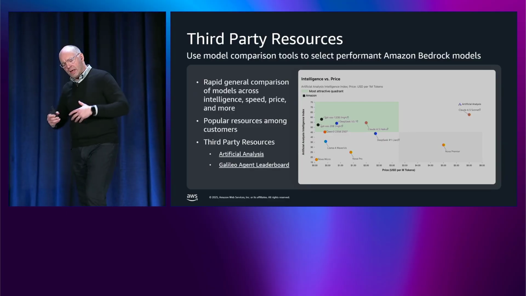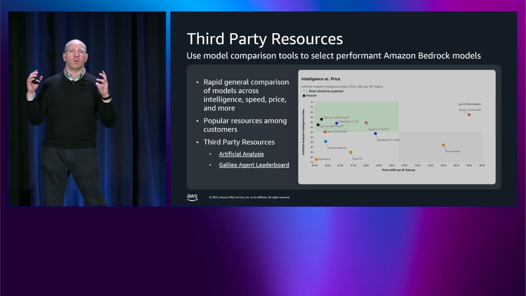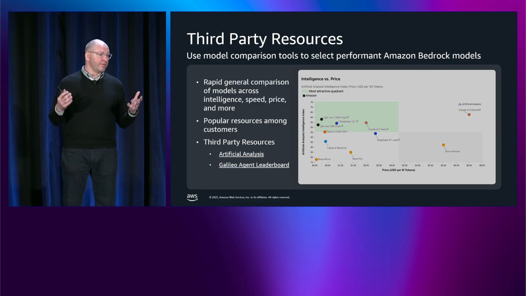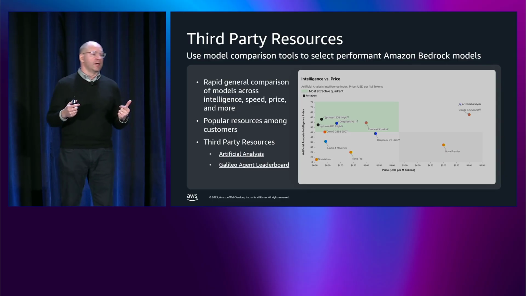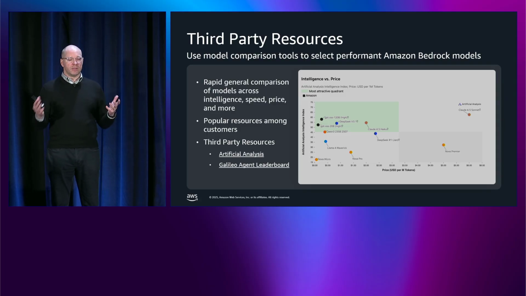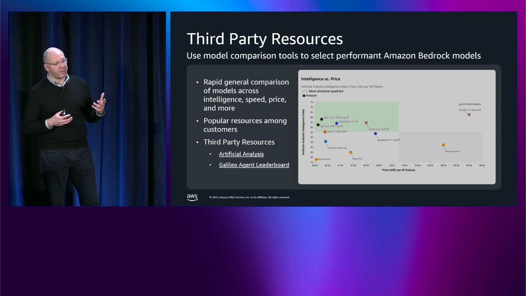So we've got it filtered by modality. Now let's think about a way to compare quickly. Artificial Analysis is a very popular third-party resource. They provide an index and metrics for a huge range of models as well as inference providers.